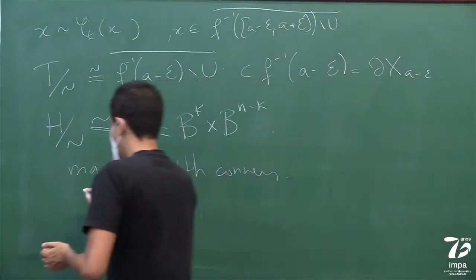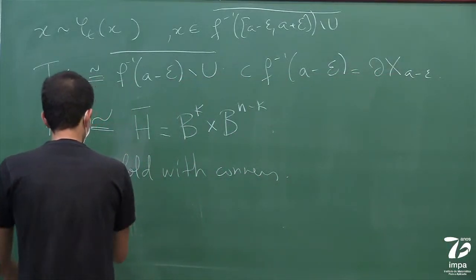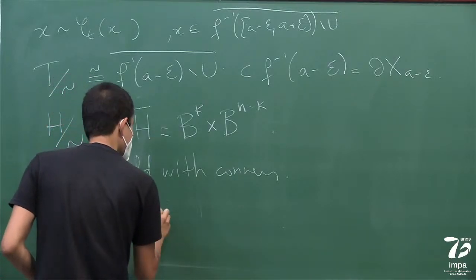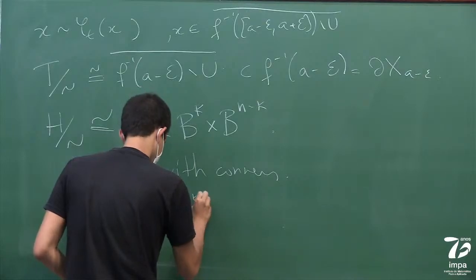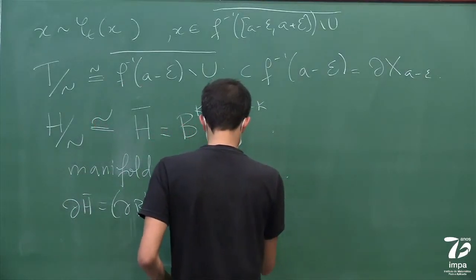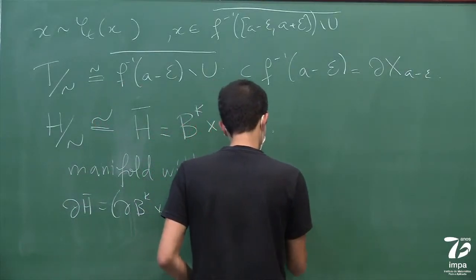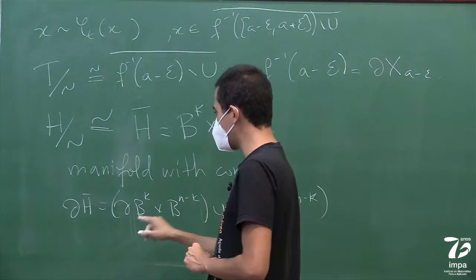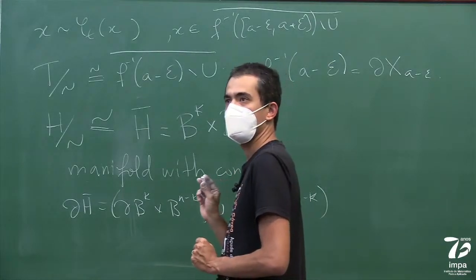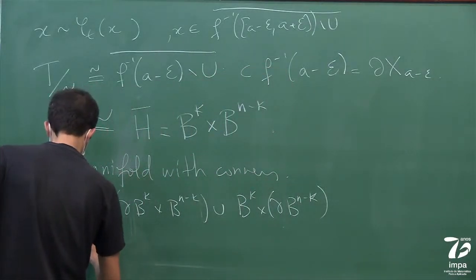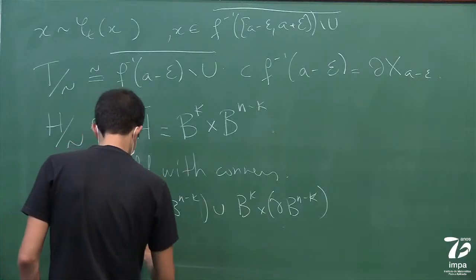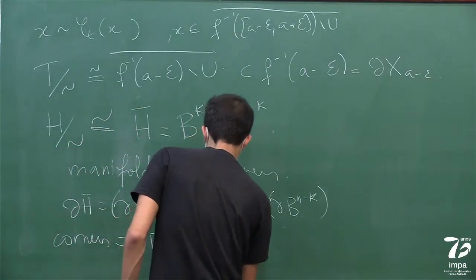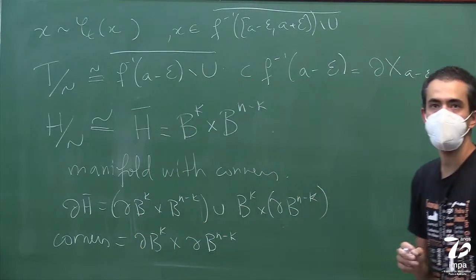So the boundary of this guy is the boundary of B^k times B^(n-k), union B^k times the boundary of B^(n-k). And the corners are where these two meet. Or, I guess, the corners are the boundary of B^k times the boundary of B^(n-k). Okay?